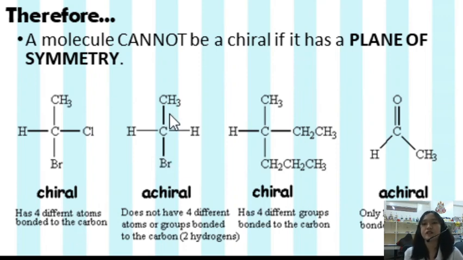Next sample. You have the carbon as a center. Then you have a methane group, a bromine group, and 2 hydrogen atoms. So, sabi nga natin, a carbon atom that is chiral should have 4 different groups present or bonded on it. So, since dito you have 2 hydrogen atoms, parehong hydrogen atoms ang naka-attach sa kanya. So, meaning this molecule is achiral because it has a plane of symmetry. Symmetrical ang hydrogen atom sa left at ang hydrogen atom sa right.